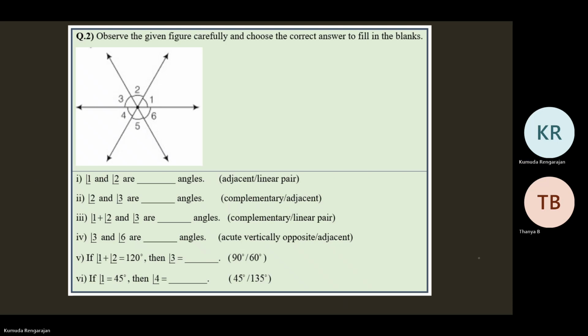Observe the figure and fill in the blanks. I'll give you 2 minutes time. Keep the answers ready. I'll just come back.